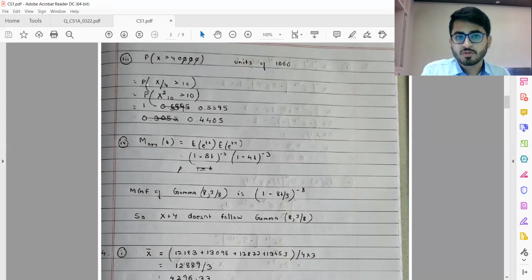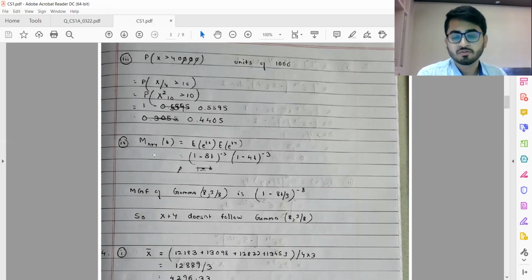I divide by 4, so X/4 is nothing but chi-square 10, and this can be directly found from the tables. Earlier I looked at the wrong value, probably somewhere below or to the left of it, and then I realized I was looking at the wrong value while rechecking. So the answer comes out to be 0.4405. In the last part, I need to show that X plus Y does not follow the given distribution.